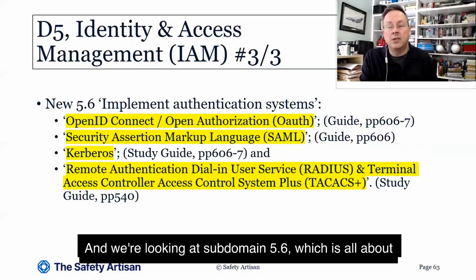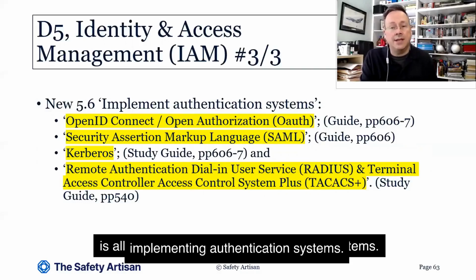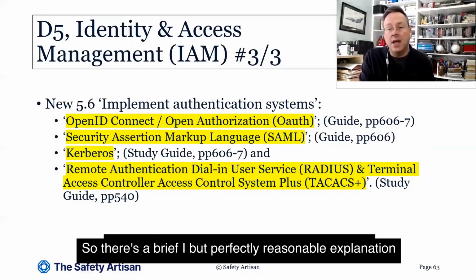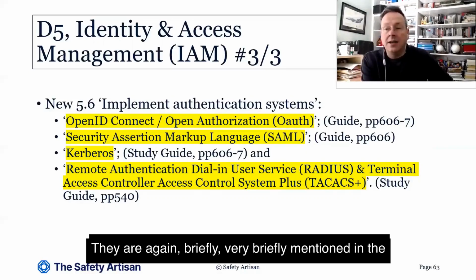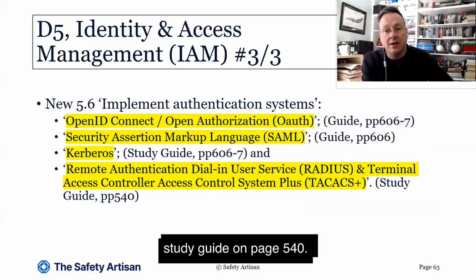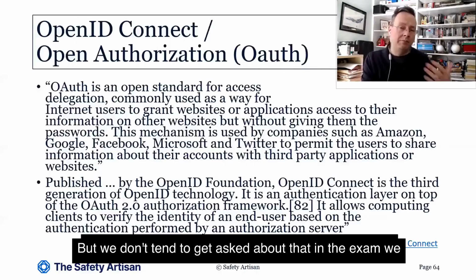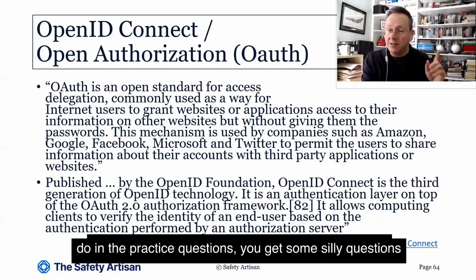5.6, which is all about implementing authentication systems. So there's a brief-ish but perfectly reasonable explanation in the study guide there on pages 606 to 607. They are again briefly, very briefly mentioned in the study guide on page 540. But we don't tend to get asked about that in the exam. We do in the practice questions.